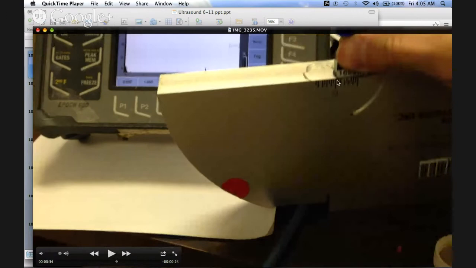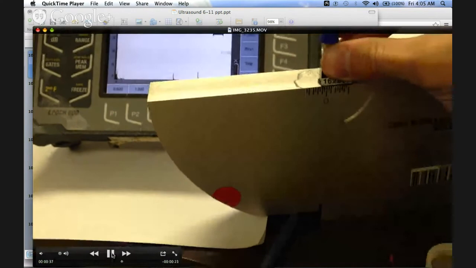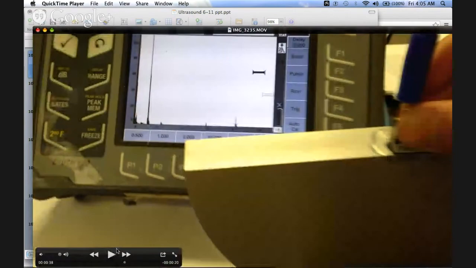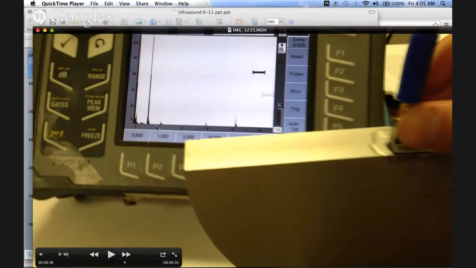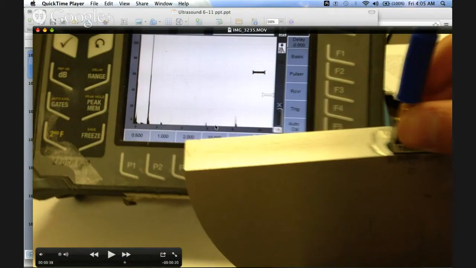So if from here to here it was 4 inches, let's see how many inches it is from here to here. How many inches do you think? I can't see the instrument in the back. It's about 1. Okay. Because... okay, so 2. And these notches are from this repetition that's coming from here.